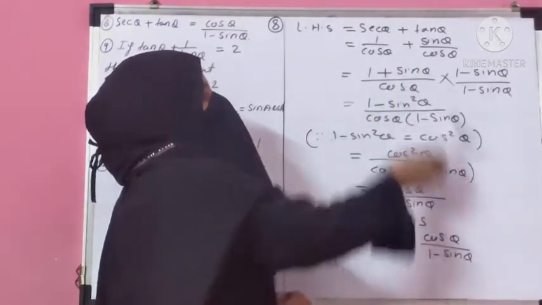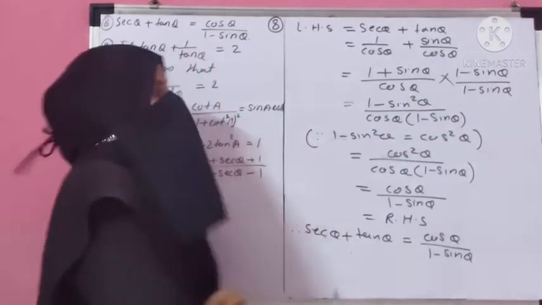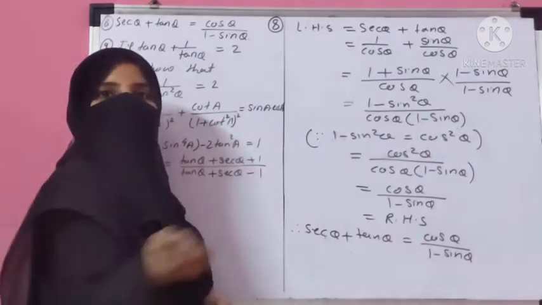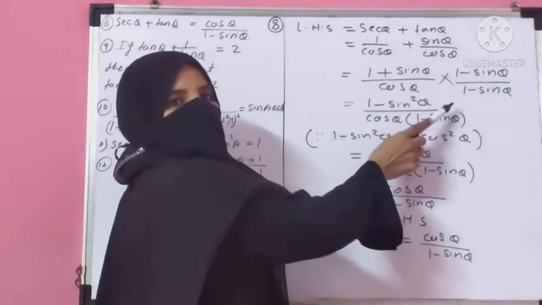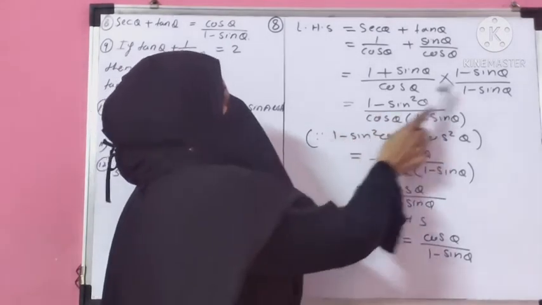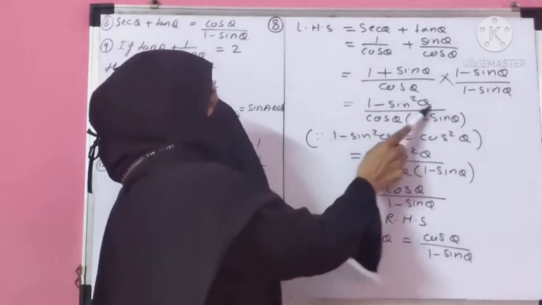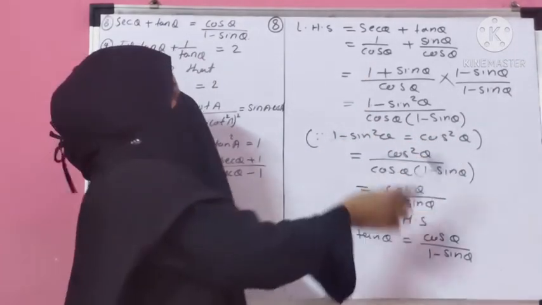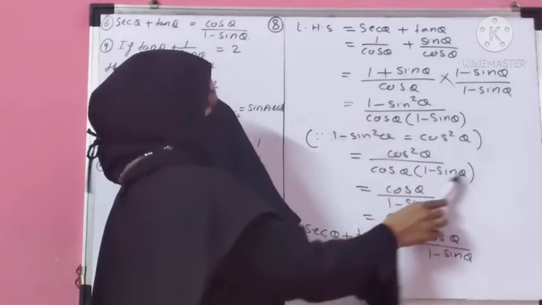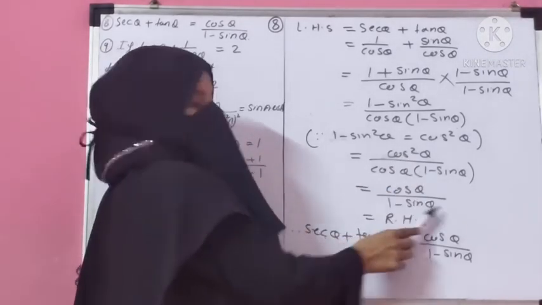So to continue this solution, I multiplied this ratio with 1 minus sin theta upon 1 minus sin theta. So 1 plus sin theta, 1 minus sin theta. A plus b, a minus b is a square minus b square. That means 1 minus sin square theta. Now here cos theta multiplied by 1 minus sin theta. By identities, 1 minus sin square theta is equal to cos square theta. So 1 minus sin square theta is cos square theta over cos theta, 1 minus sin theta. One cos theta gets cancelled. So cos theta upon 1 minus sin theta.